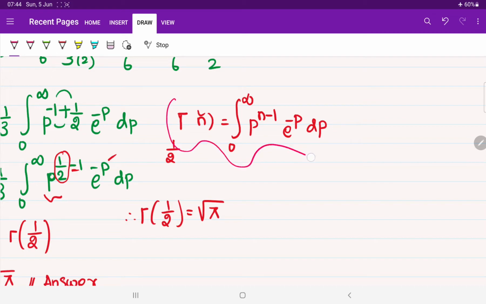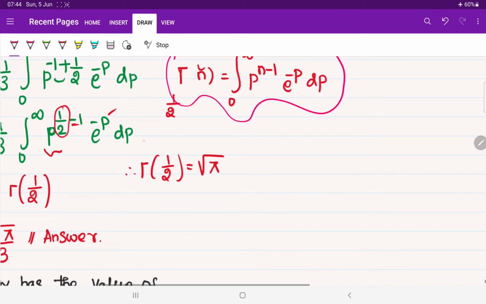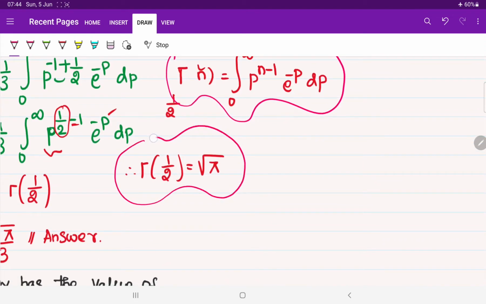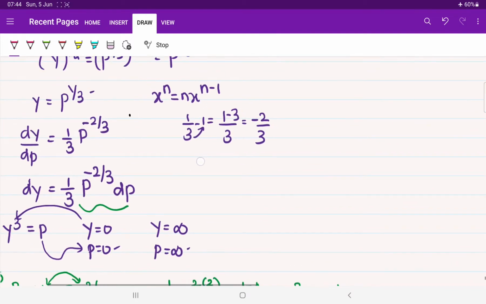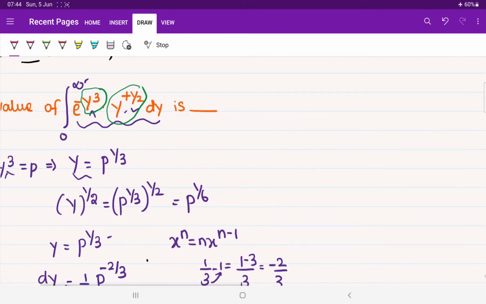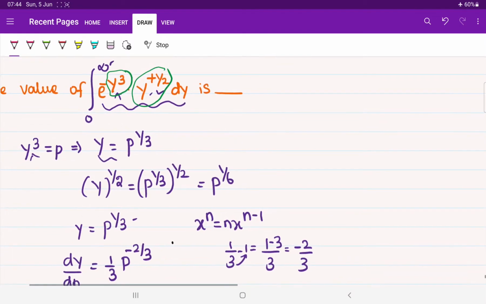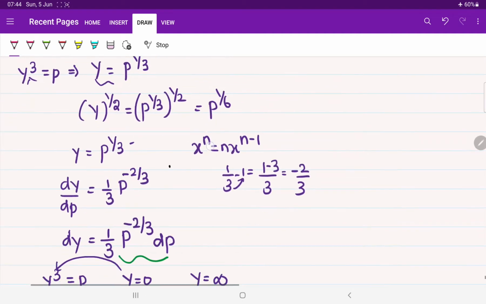So gamma of n can be written as the integral from 0 to infinity of p power n minus 1 into e power minus p into dp. We also learnt one more thing: gamma of 1 by 2 can be replaced by square root of pi. That is very important. And we also understood that whenever the variables are given like this, two times, we can try the substitution method with the limits also.